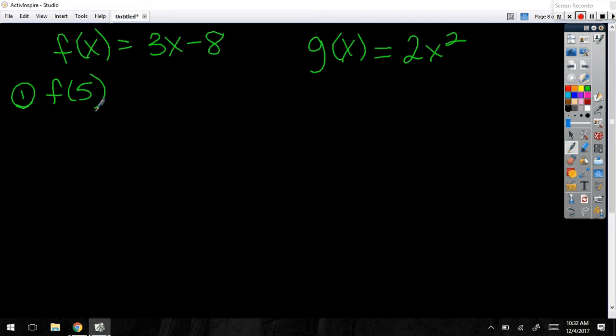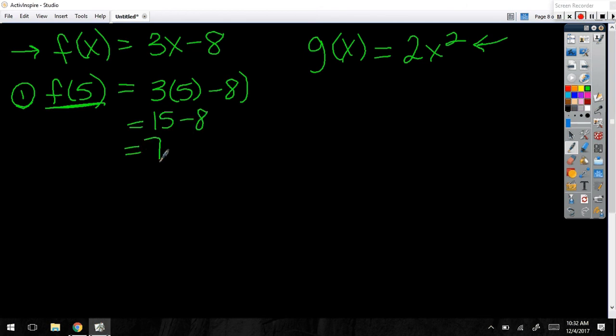Find first for me, find f of 5. Don't blurt it out. I'm giving you these two to start with, and now I'm asking you, what is f of 5? You put 5 where x is. Well, f of 5 is 15 minus 8 equals 7. Does everyone agree with that? Nope. Okay, if you don't, why? Because I ain't finished writing down the problem yet.